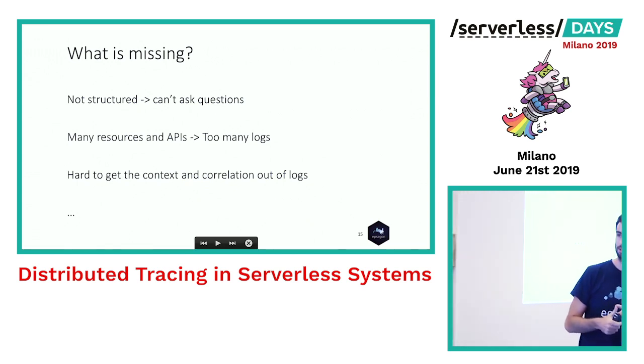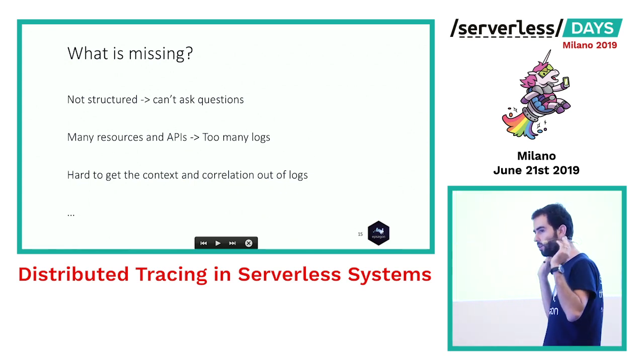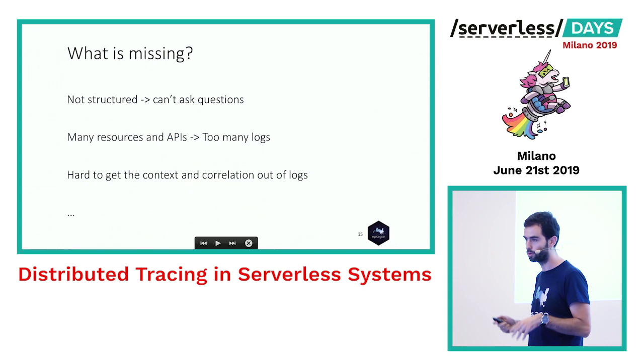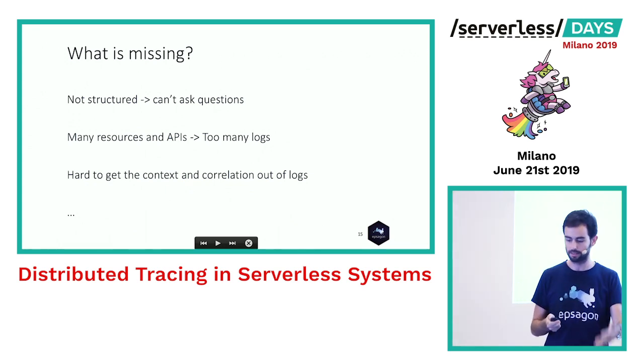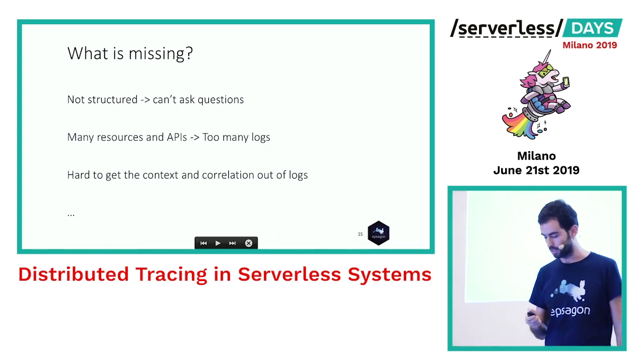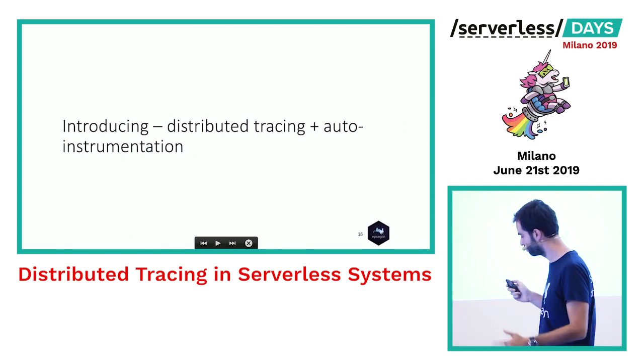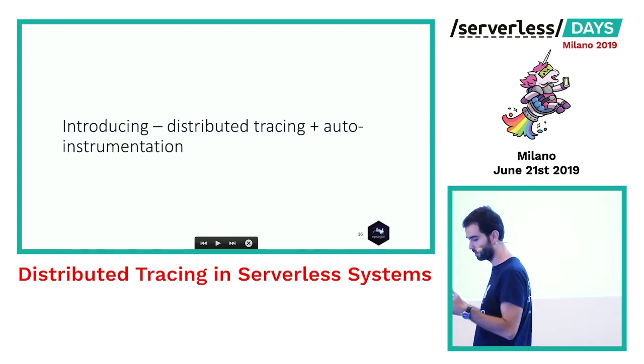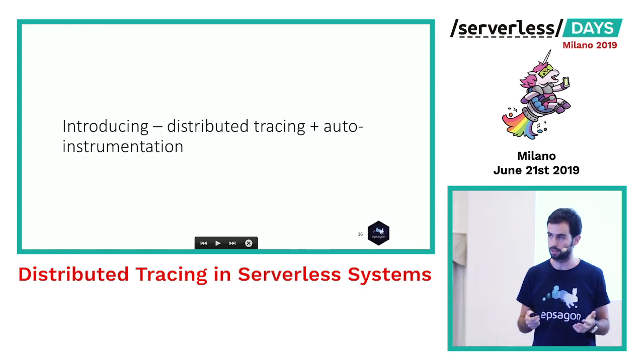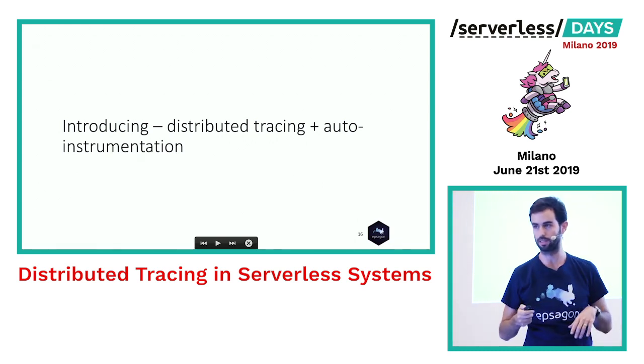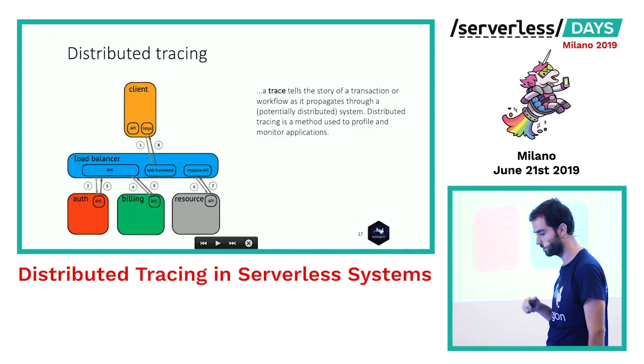You don't have any correlation, you don't have any context, you'll find yourself banging your head against the wall, trying to figure out who published that log and where it is and why it's there, and so on. So instead of trying to solve this problem, let's introduce distributed tracing and automated instrumentation, which is the main reason for the talk.